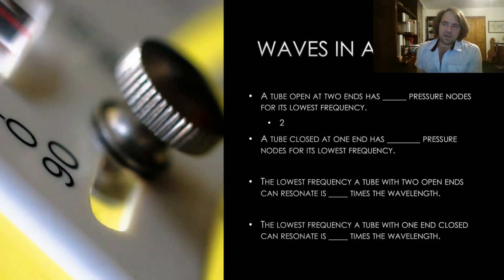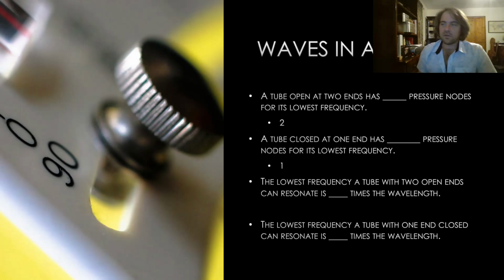And that's because you open out of the tube back into atmospheric pressure. So it's unchanging there. It's got to be a pressure node, pressure 0, atmospheric pressure 0, at both ends of a tube that's open at both ends. What about a tube closed at one end? How many pressure nodes for its lowest frequency?